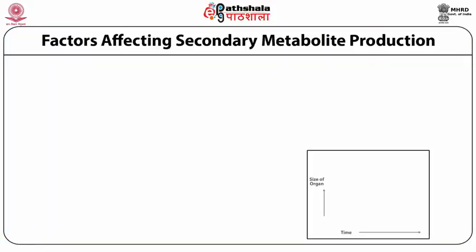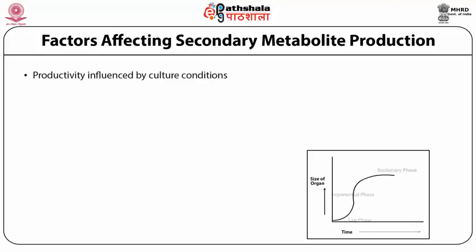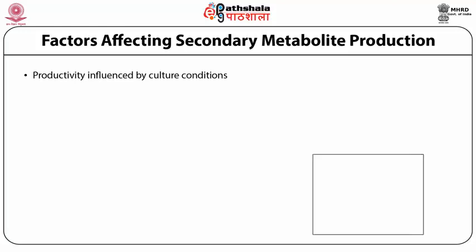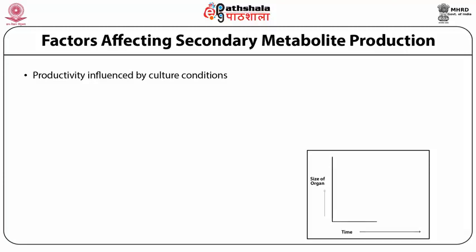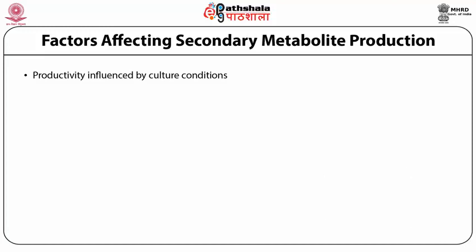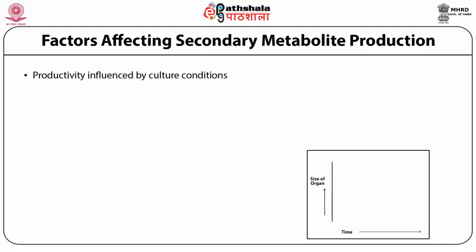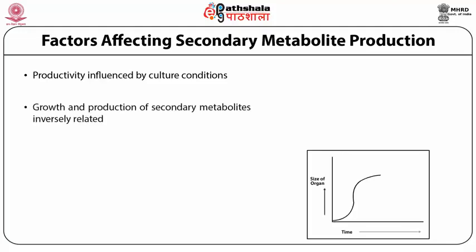Factors affecting secondary metabolite production. The production of secondary metabolites under in vitro conditions is greatly affected by the culture conditions. It has been observed that when the cells are growing actively, at that point of time, secondary metabolite production is either very less or not there. So we can say that growth and production of secondary metabolites are inversely related.